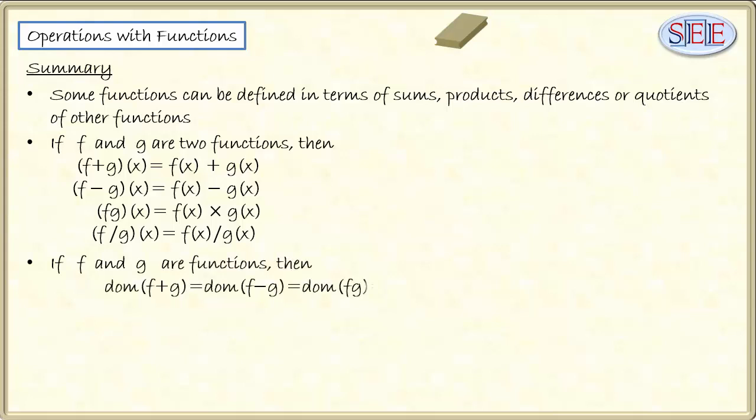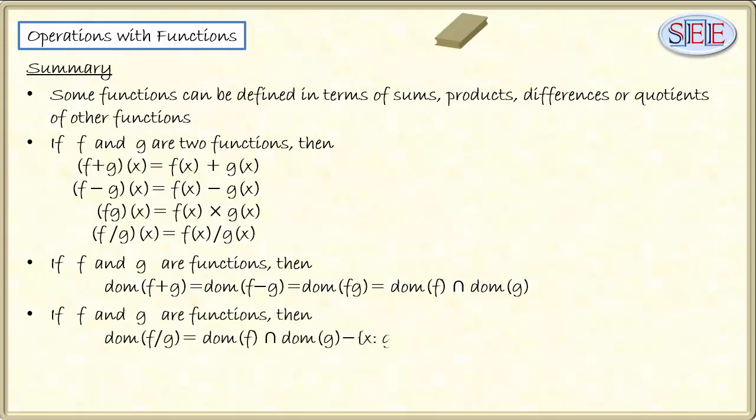You have also learned in this lesson that if f and g are two functions, then the domain of the sum of two functions is the same as the domain of the difference of two functions, the same as the domain of the product of two functions, and is the same as the domain of f intersect domain of g. You have also learned that the domain of the quotient of two functions f and g is the domain of f intersect the domain of g minus the elements that make g of x equal to 0.